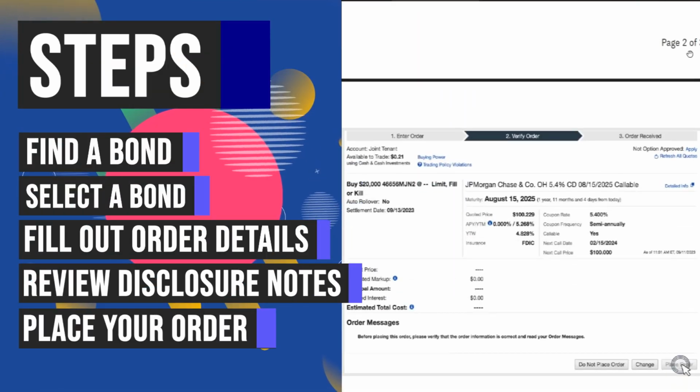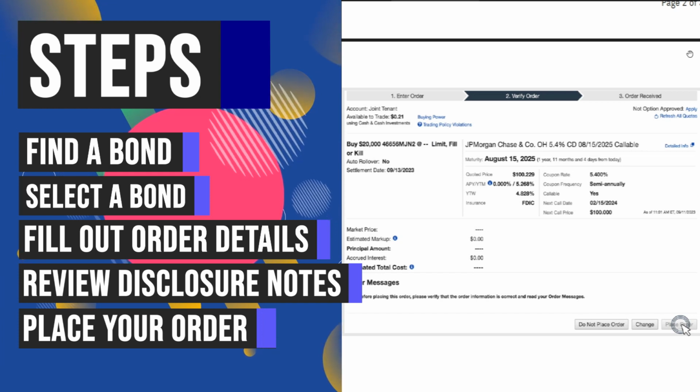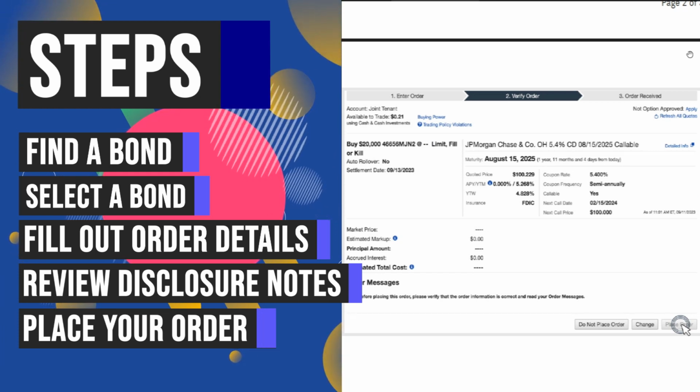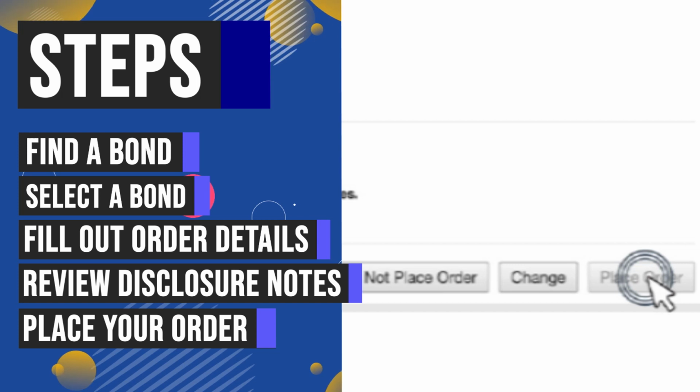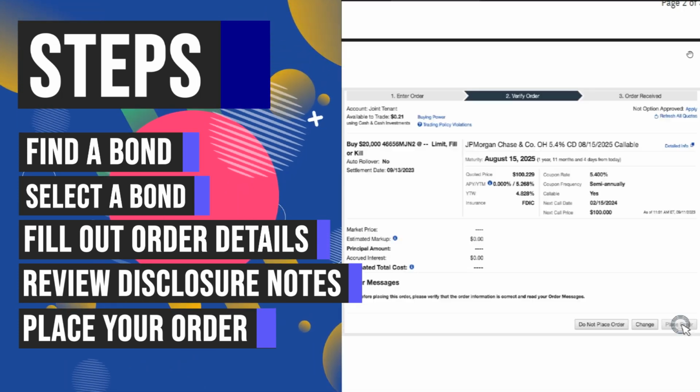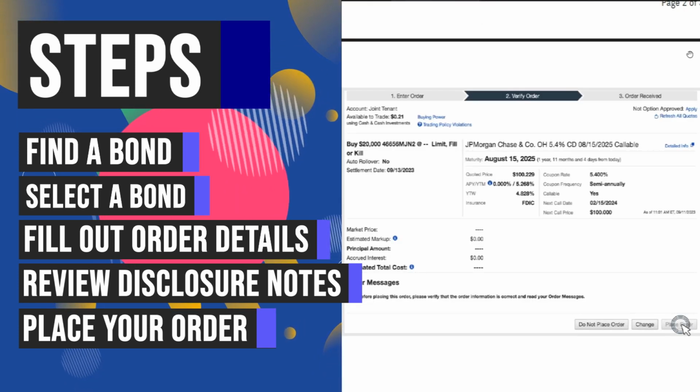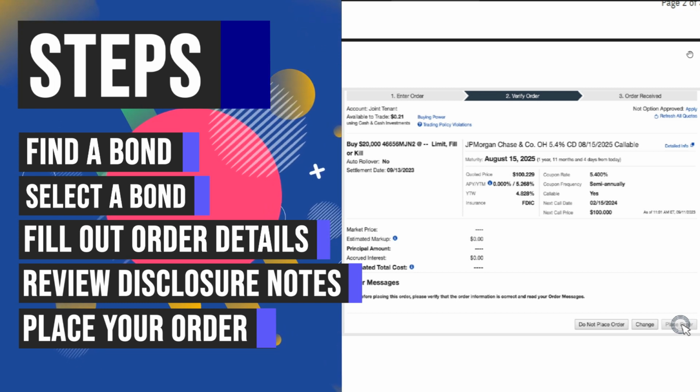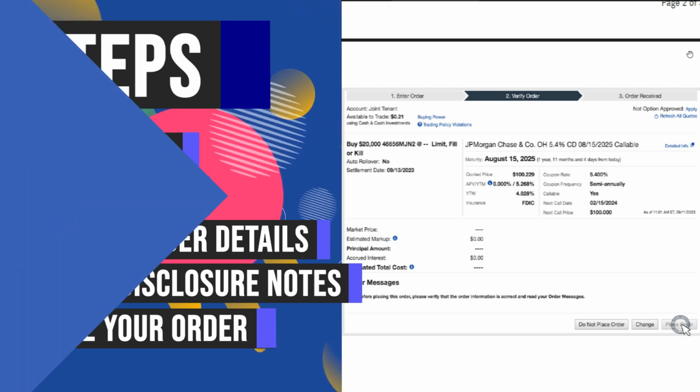The final step in the process is to place your bond order. When you are ready to proceed with the transaction, click on Place Order to finalize your trade. By completing this step, you will successfully add the selected bond to your investment portfolio.